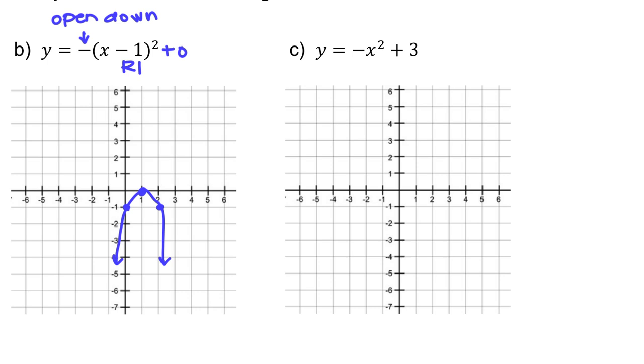Okay, last one, letter C. What does this negative tell me? It opens down. Does that apply even if there's no parentheses? Yep. And since there's no parentheses, am I going right or left at all? No. But what does the plus 3 tell me? Up 3. So from 0, 0, I go up 1, 2, 3. And then I'm opening down, so am I going to go up 1 over 1 or down 1 over 1? Good, down 1 over 1.